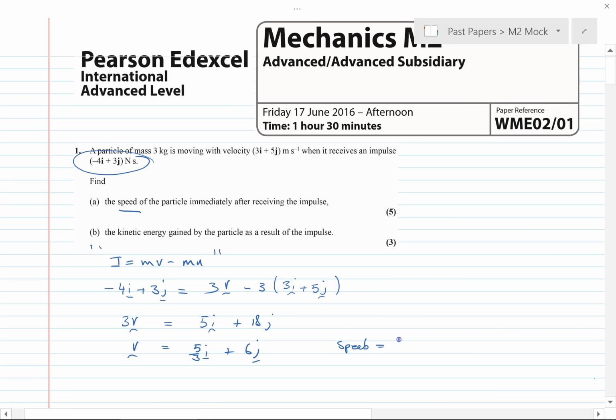That's the velocity, but we want speed. Speed is the magnitude of velocity, so that's the square root of the two components squared and added. And that comes to 6.23 meters per second. Right, so that's the first part done. Nice easy 5 marks, but often the marks do come easier in the earlier questions.